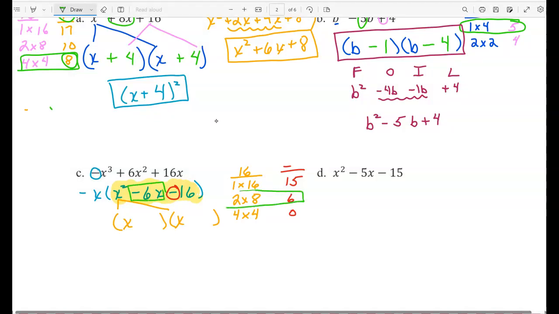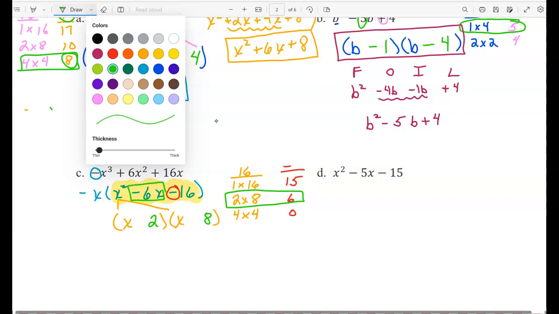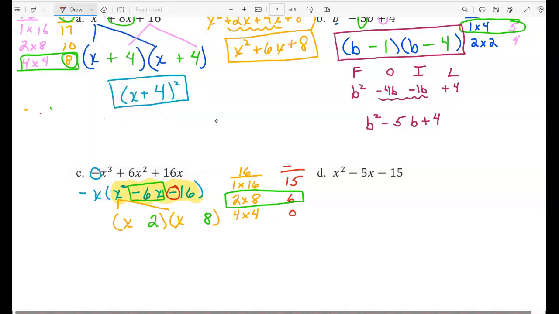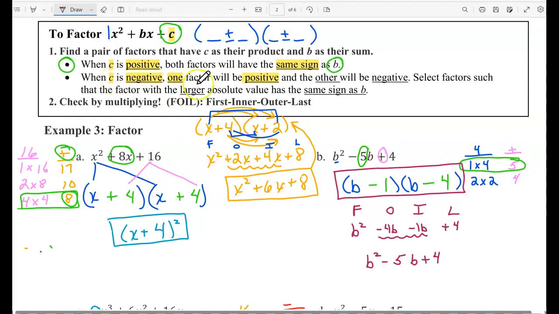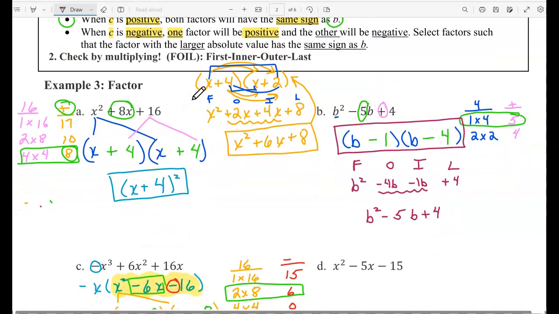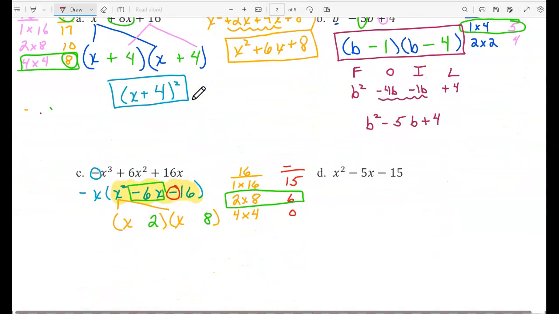So I look for my 6, it's right there. I know my factors must be 2 and 8. The sign on the 16 is negative. So if we go up to our guidelines here, it says if the c is negative, one factor is positive and one factor is negative. The larger value has the same sign as b. Okay, so one's positive, one's negative.